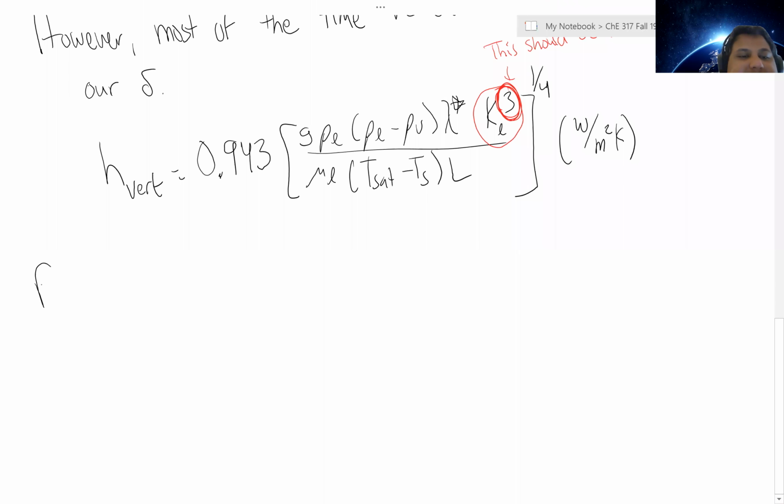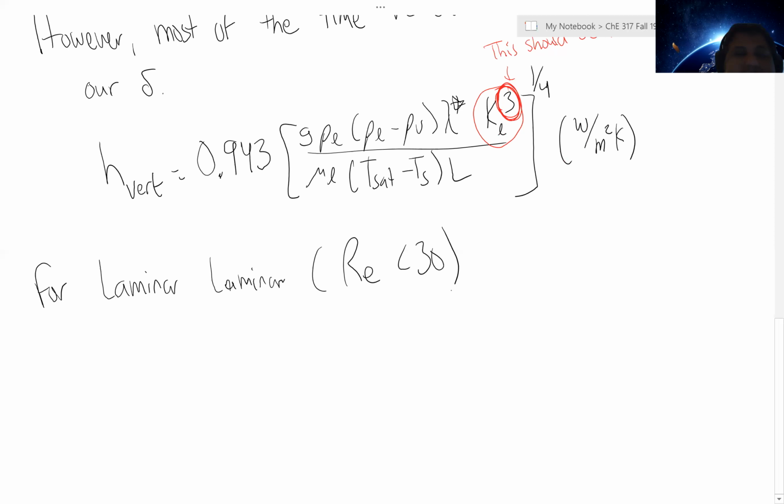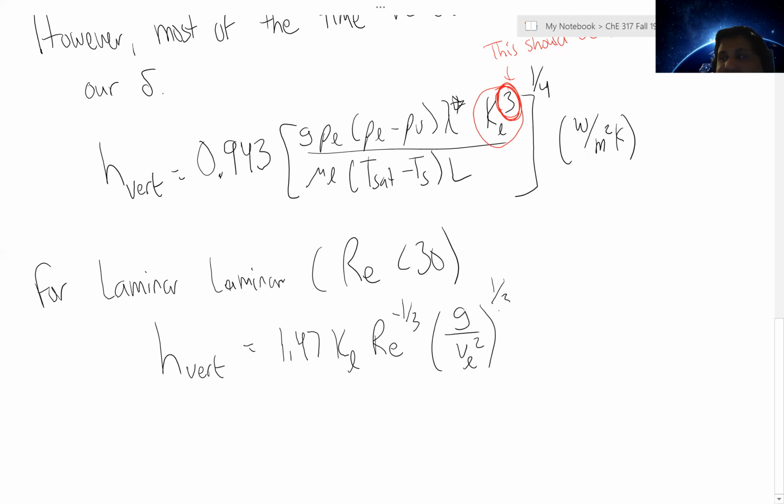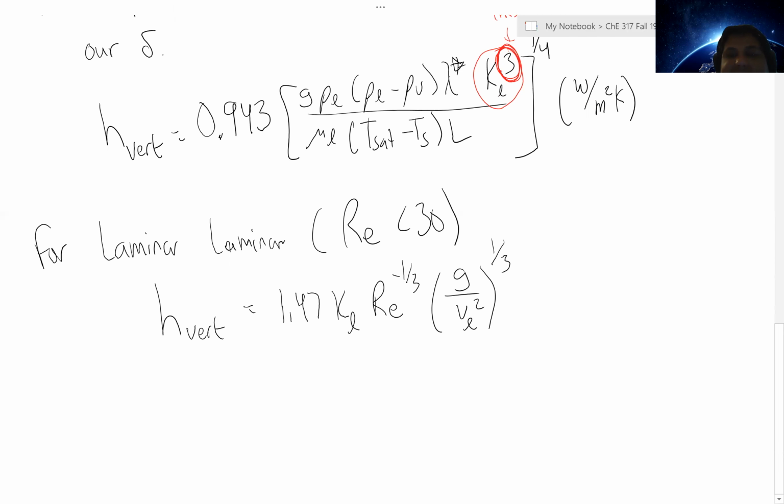All right, and we can also say for laminar, which is Reynolds number less than 30, we can also say our heat transfer coefficient is, for the vertical plate, 1.47 times thermal conductivity of our liquid times Reynolds number to the negative 1/3 times our g over kinematic viscosity of the liquid squared to the 1/3. And this is our Greek nu, kinematic viscosity.